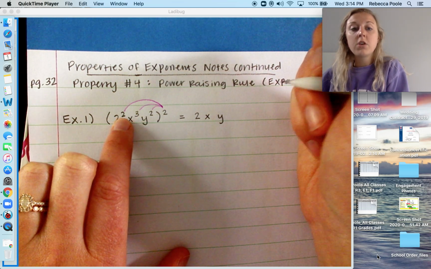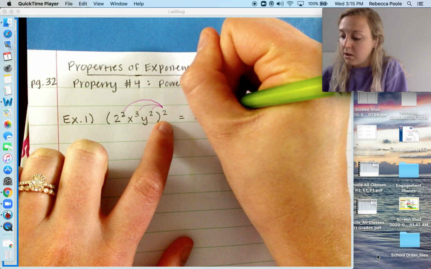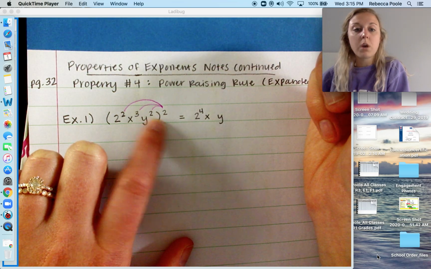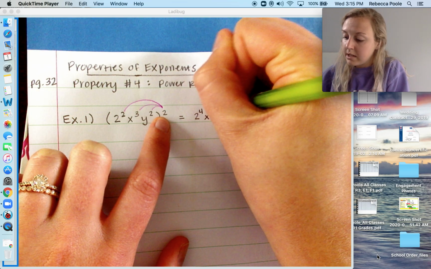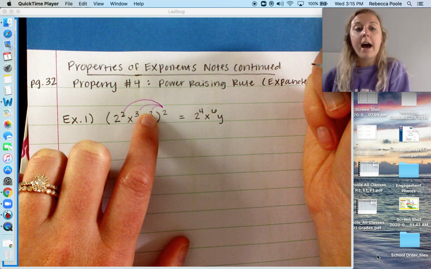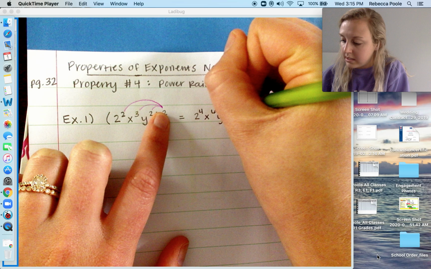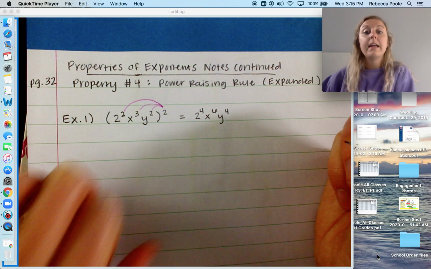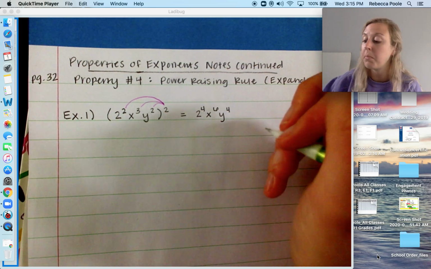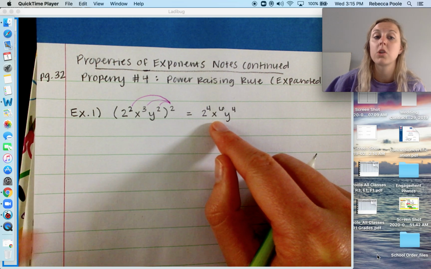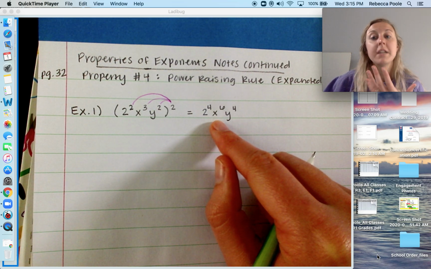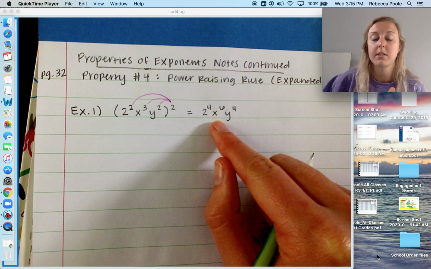Now for the 2, 2 times 2 is 4, so that's 2 to the 4th. For the x, 3 times 2 is 6. And for the y, 2 times 2 again is 4. Now, what's tricky about this one is a bunch of you will leave it like this, and on your exam, that would be considered wrong. Well, not wrong, but not simplified, so it's not fully correct, okay?